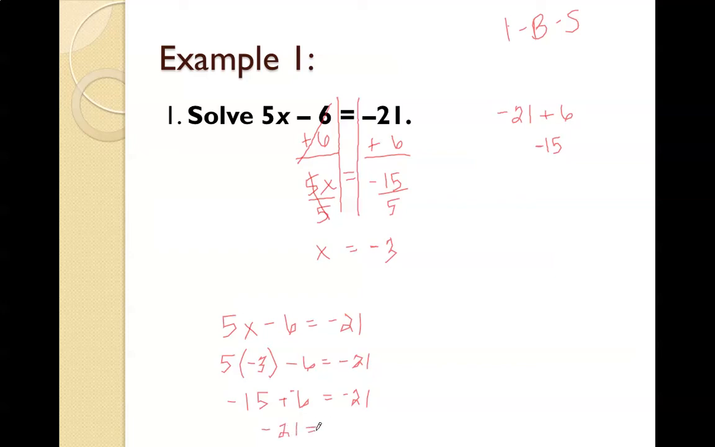Now, at this point, I should see both sides equal each other. If my answer is correct, then my left side will equal my right side, and that includes the sign. Do not forget the sign. So does negative 21 equal negative 21? Yes, it does. So that means that my answer was correct. So x equals negative 3.